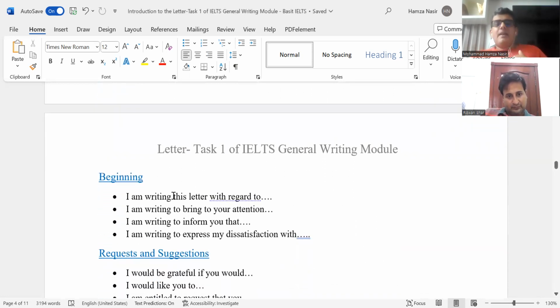I am writing this letter with regard to so and so. I'm writing to bring this to your attention. I'm writing to inform you that, or I'm writing to express my dissatisfaction with that particular product or that respective service. These are some templates for how you can start your letter after the title.